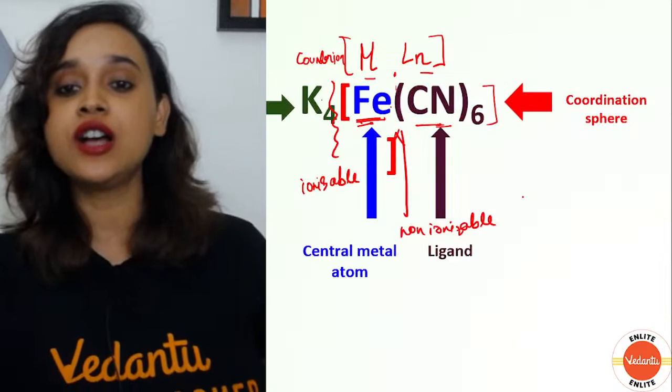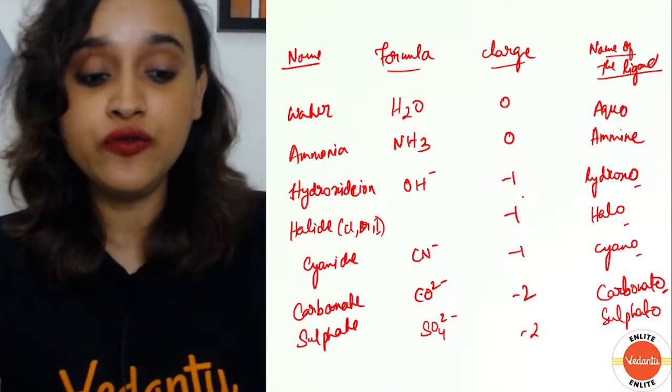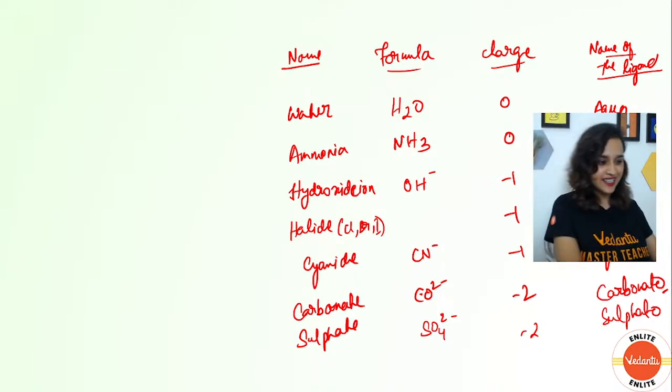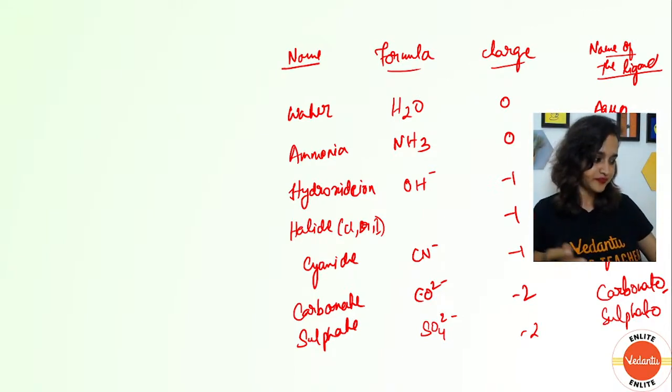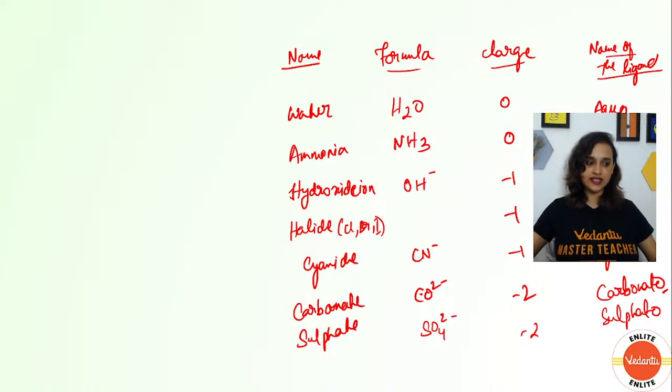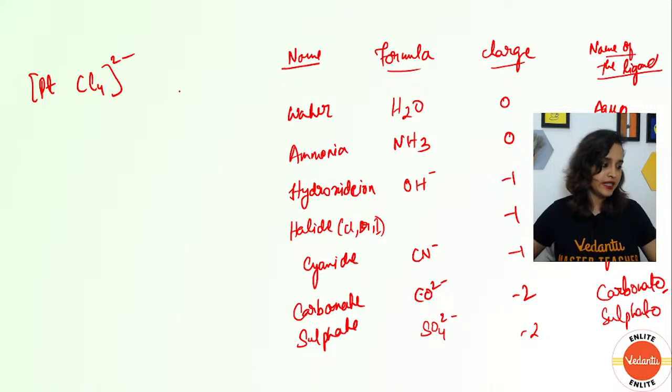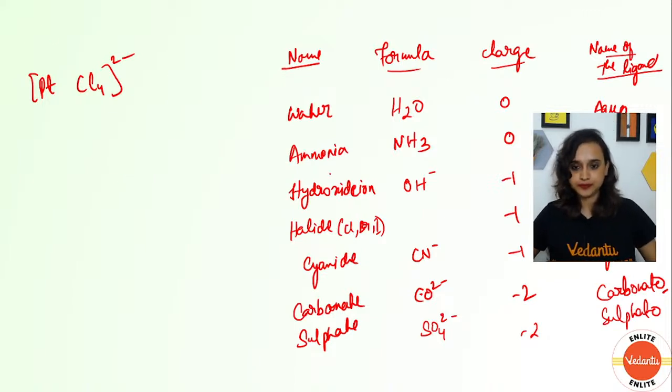One more thing: we also have to learn how to find out the oxidation state. Shall we do it? Will you all be able to tell me? So let's take an example: the complex ion PtCl4 with a charge of 2-. How will you find the oxidation state? See, the charges are already here, so you can easily take a look at it and tell me.